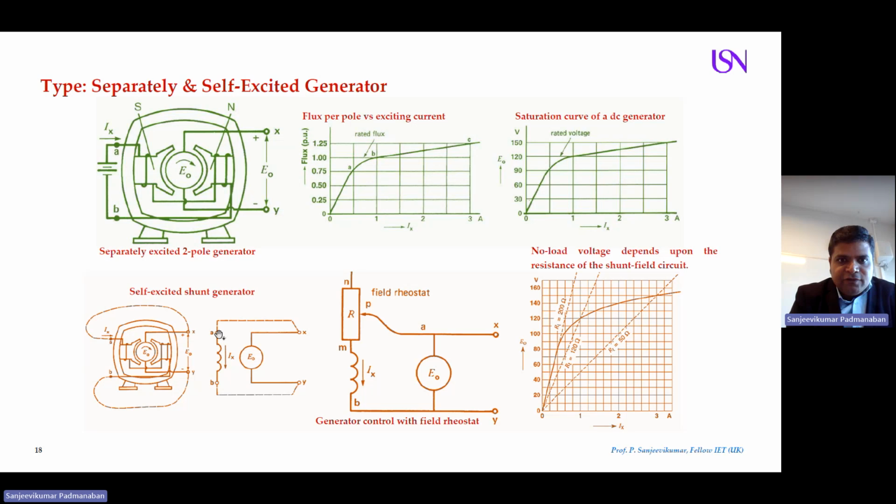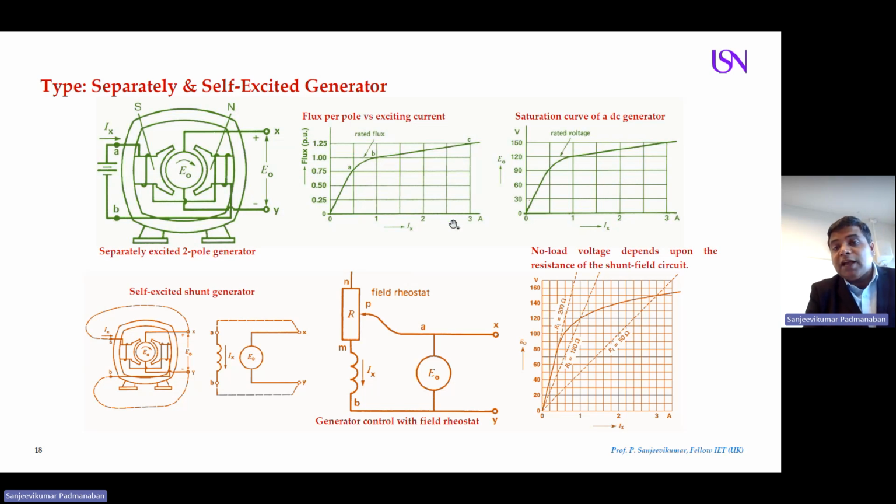We get a graph where the first comparison is between your flux phi and the current. So this is my current If. I want to control it. When the current is maximum, I get maximum flux. When the current is minimum, I get minimum flux. So in the beginning, the current is zero, the flux is zero. As the current increases, the flux also increases and reaches the maximum. So at 1 ampere, I get 100% flux, the maximum flux of the machine.